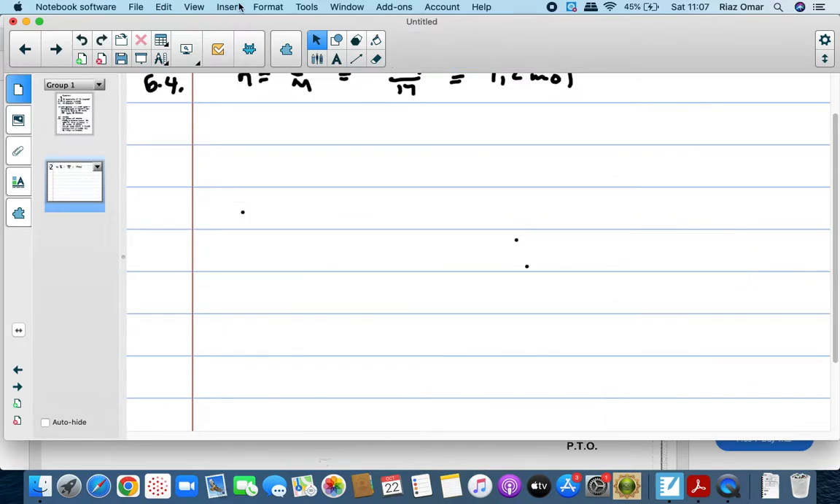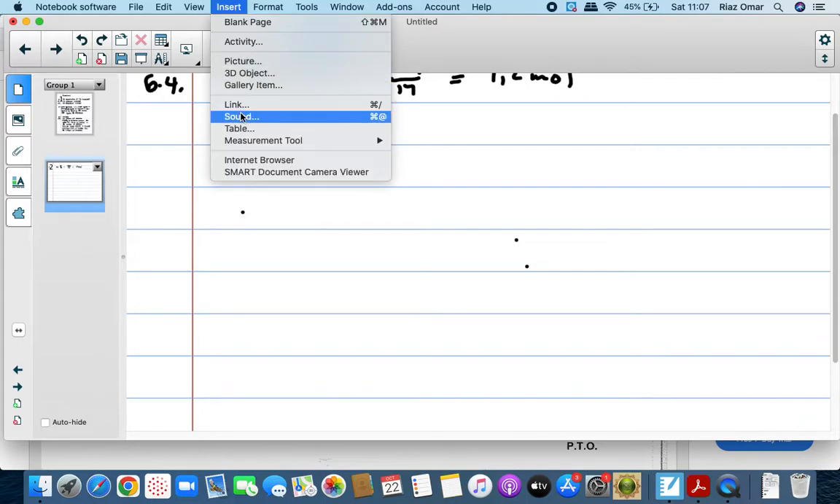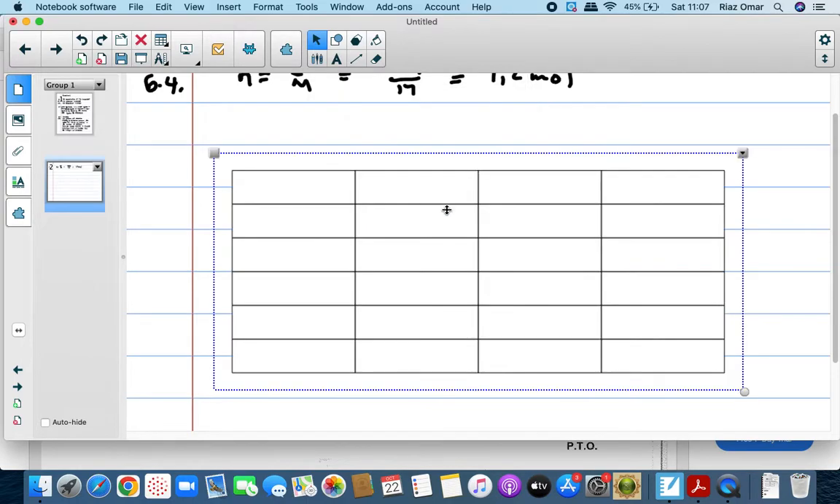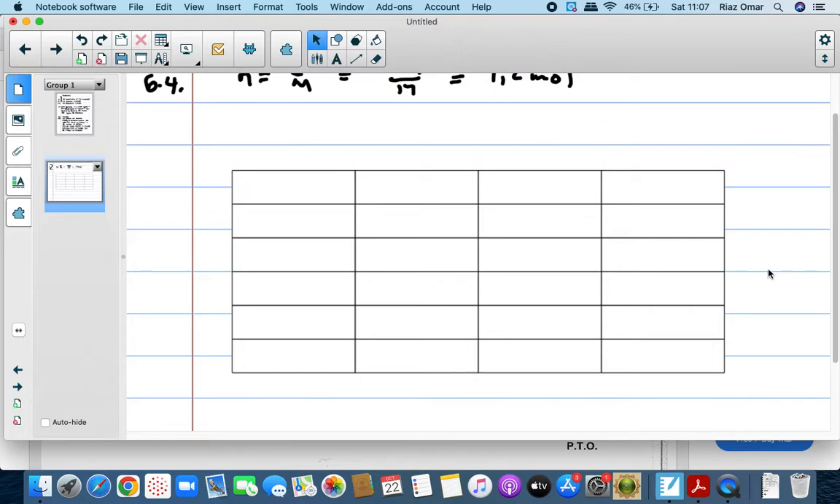So we have a table. We insert a table. A table with how many rows? 1, 2, 3, more or less 4 rows. 4 rows. And then we should find one with 6 columns, more or less. Insert, right? So here's our table.